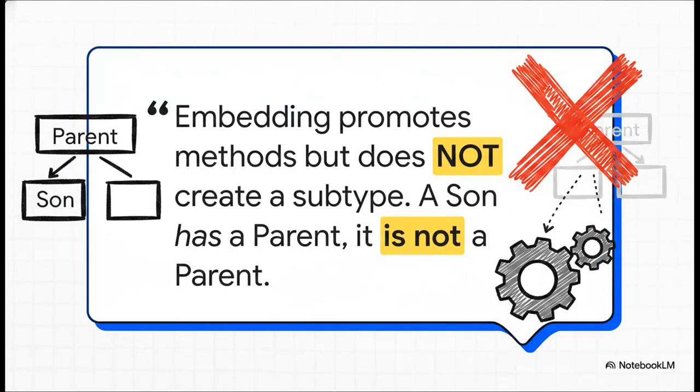And this right here, this is the most critical point. This is the gotcha that trips up so many people when they're new to Go. Just because you embed something, it does not create a subtype relationship. A son struct that embeds a parent struct, well, it has a parent, but it is not a parent. You can't just pass a son to a function that's expecting a parent. Understanding this difference is absolutely key to thinking like a Go developer.